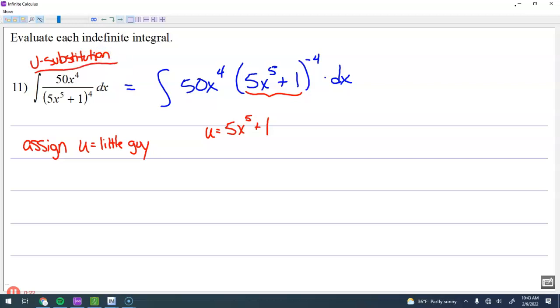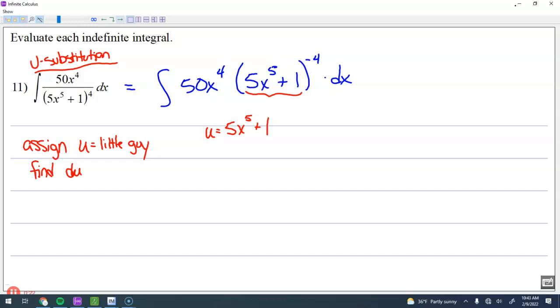So again, typically when I do these, I don't do this method, but I'm also not in Calc 3 where you might need this method. So you can do whichever you want. I just want to show you the real process. All right, then find du.